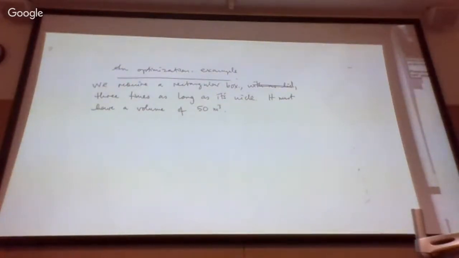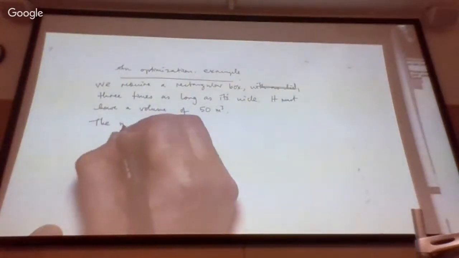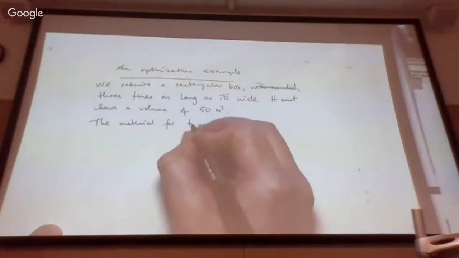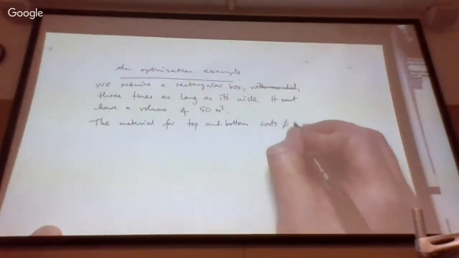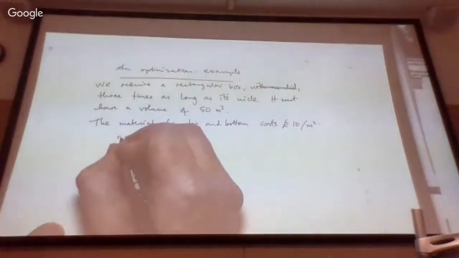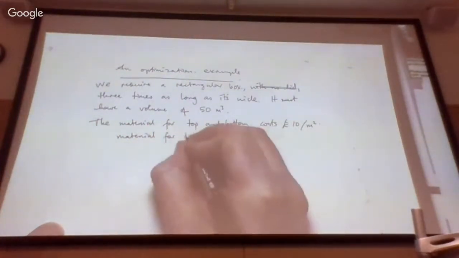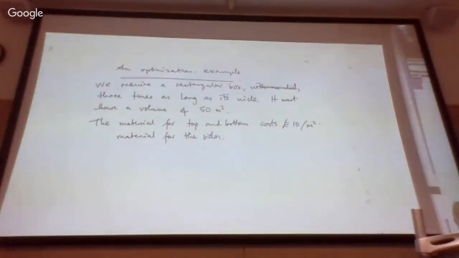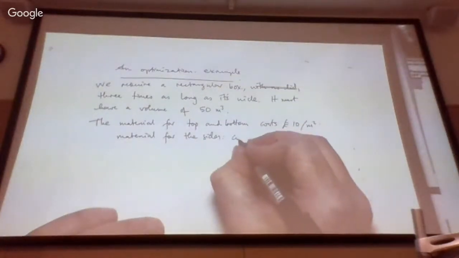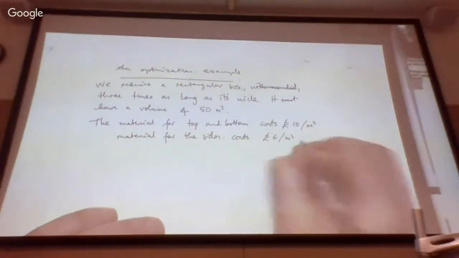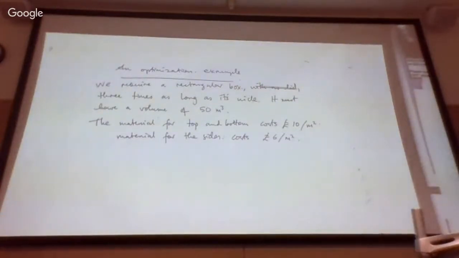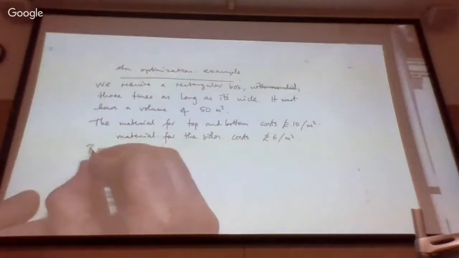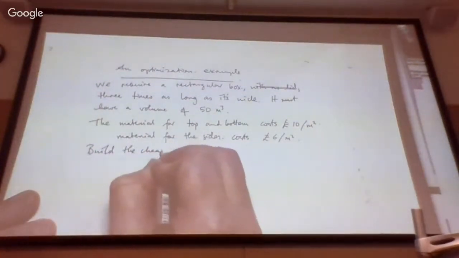Now, whatever the requirements for this box are, the material for the top and bottom, maybe that has to be quite sturdy, and that material costs £10 per square meter. Whereas the material for the sides, meaning the vertical sides of the box, is slightly cheaper. That costs £6 per square meter. Now what's the request? The request, of course, is not to build the most expensive box, that would be silly. It's to build the cheapest box. Build the cheapest such box.